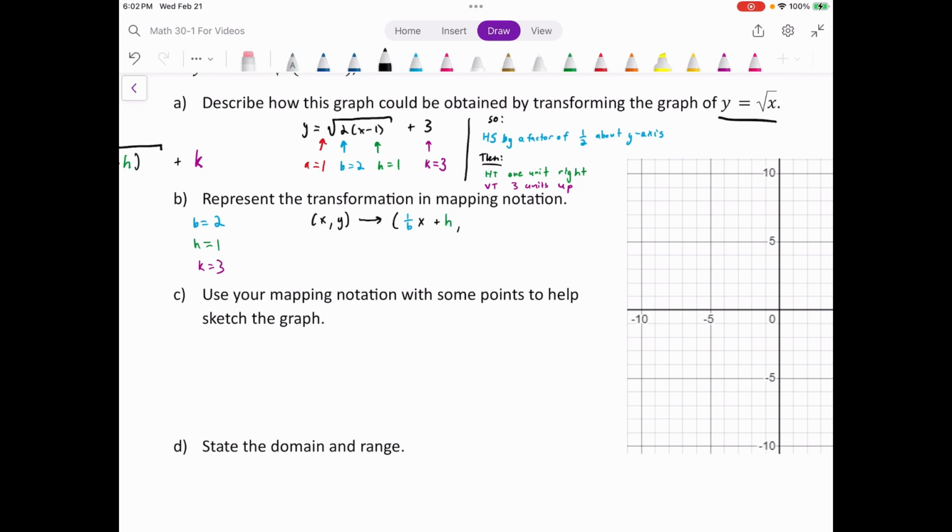And what are you going to do to each y? I mean, you're going to multiply them in general. We can just do it in general here. We know our a is 1. But in general, you multiply every y by a, the vertical stretch or reflection, and then you add k.